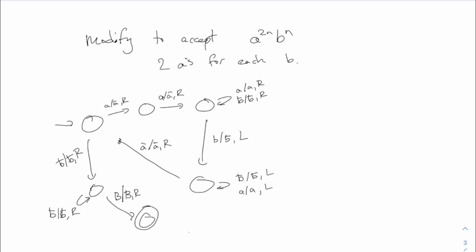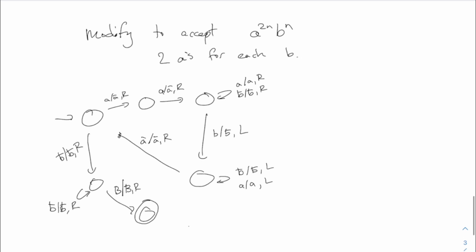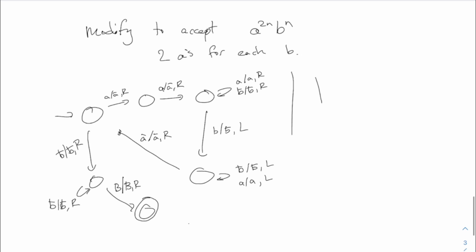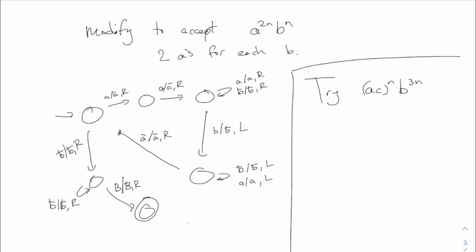All right. We got 5 minutes remaining. I had one for you all to try. Is it enough time? How about, we got 4 minutes left now. How about, again, this is something you can do by a fairly simple modification. Let's try A C to the n, B to the 3n.